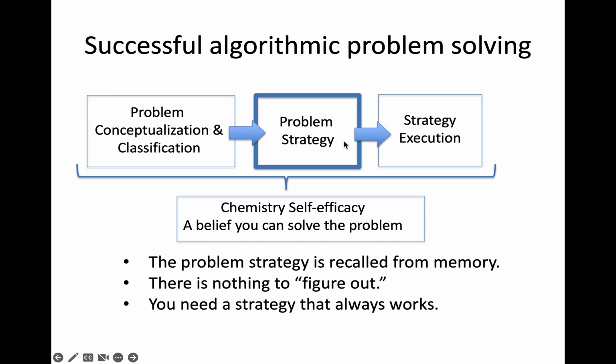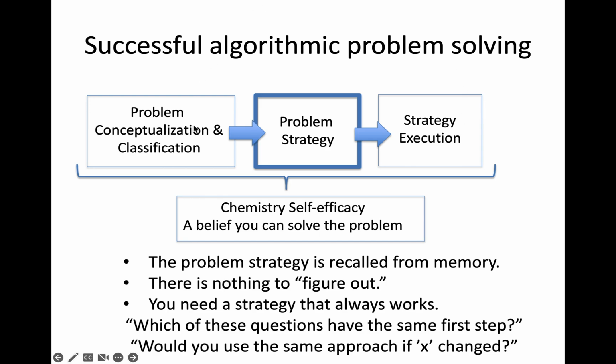For an algorithmic problem, the strategy is just recalled from memory. There's really nothing to figure out. You classified the question, and then you recall the appropriate strategy that you're going to then implement. And you want to be able to recall a strategy that's always going to work.